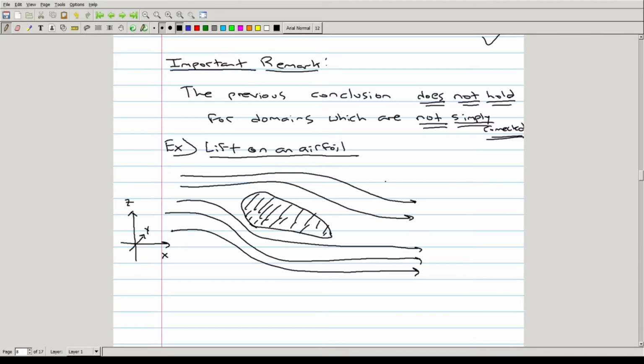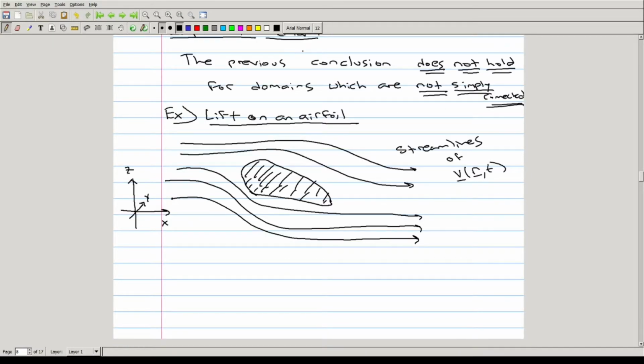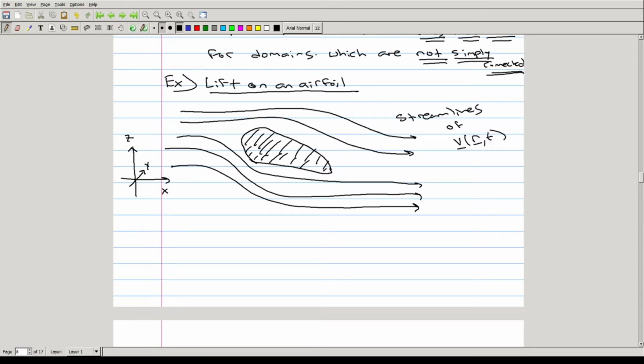So this is the streamlines of the velocity flow field as a function of position. And we know here that this domain, we're considering the fluid flow field around this domain right here. So our total domain in three-dimensional space is not simply connected, because we have this big kind of cutout of our domain corresponding to the airplane wing.